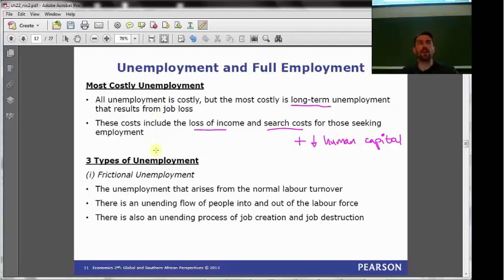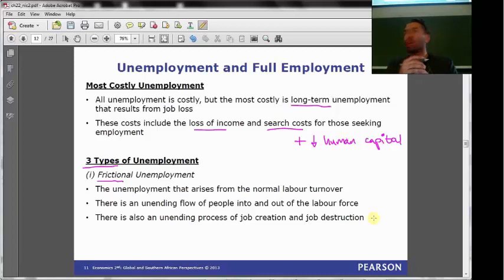So then let's think about unemployment and how we become unemployed and what kind of unemployment we're in. And we can distinguish three different types. The first that we distinguish is something called frictional unemployment. Okay, so our first one is frictional. What is frictional unemployment? It's the unemployment that arises from the normal labor turnover. There's an unending flow of people into and out of the labor force, and there's also an unending process of job creation and job destruction. What does that mean? Say your company goes out of business, you are now unemployed.